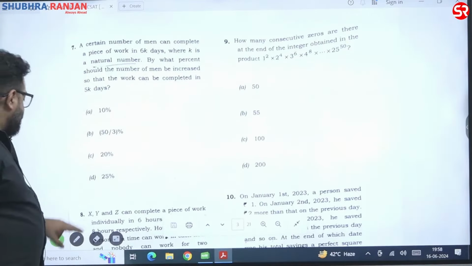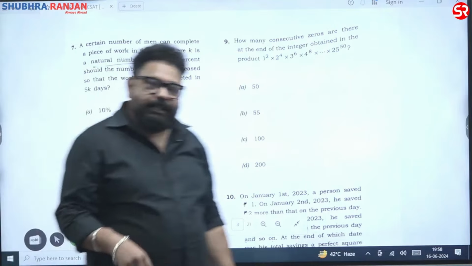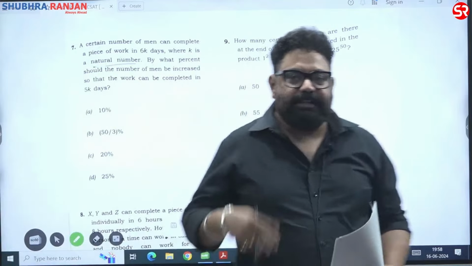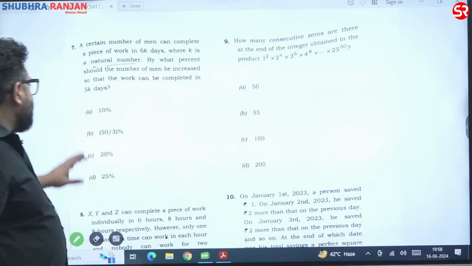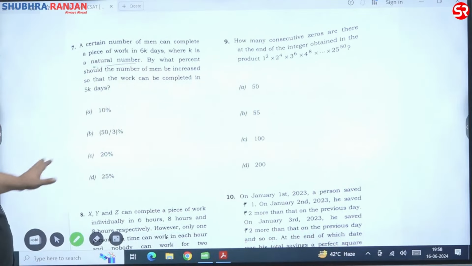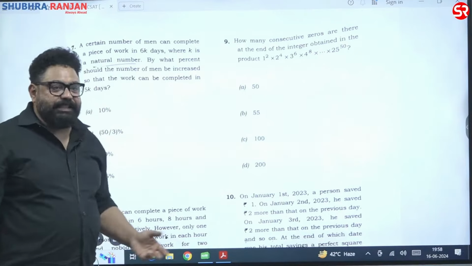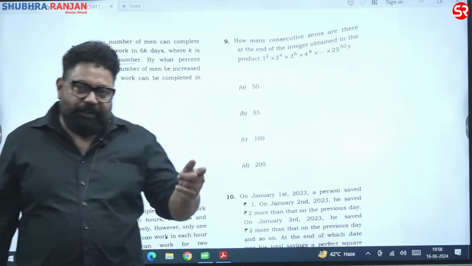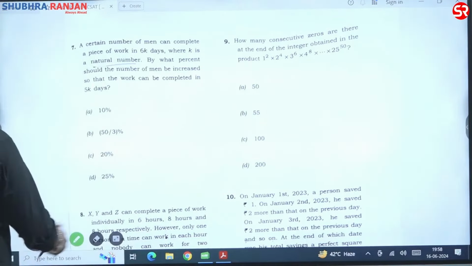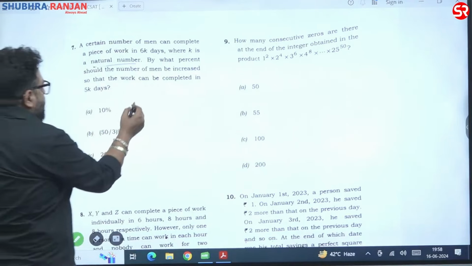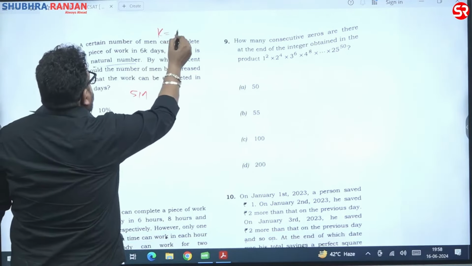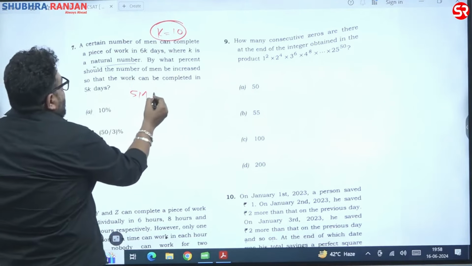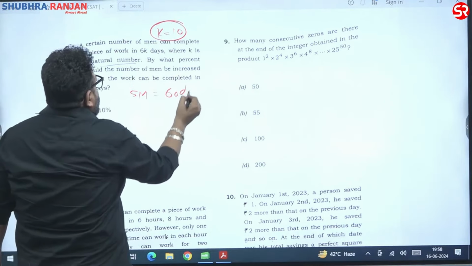Question number 7. See, the paper was easy if you have attended the classes. If you have not attended the classes, I can easily tell you this is not a very easy paper to solve. Now see, a certain number of men can complete a piece of work in 6K days. Now if you are my student, you would easily say, so what I would do is 5 men. So I am taking K is equal to 10. I suppose this. So 5 men are able to do it in 60 days.